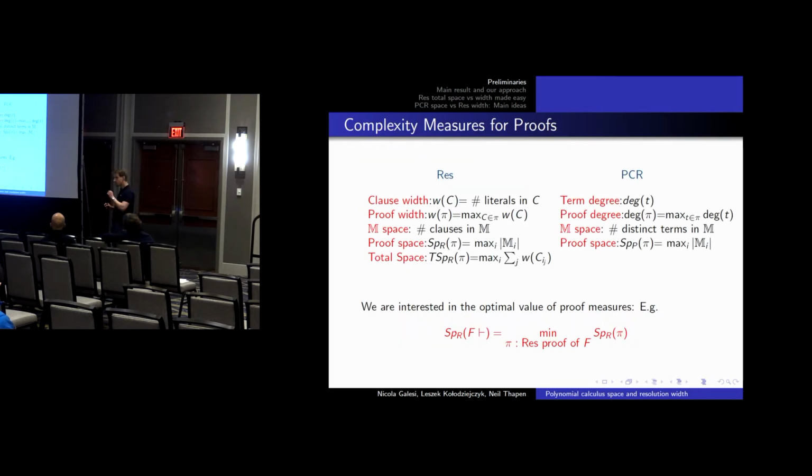Well, we care about space mainly, but also about width and degree, and that will become clear in a minute why. So what's width? The width of a clause is just the number of literals in it, the size. Okay? And the width of a proof is then just go over the whole resolution proof, take a largest clause, that's the width of the proof. Okay? And the space of a memory configuration is just the number of clauses. Similarly, the space of a whole proof, just take the max over all the configurations.